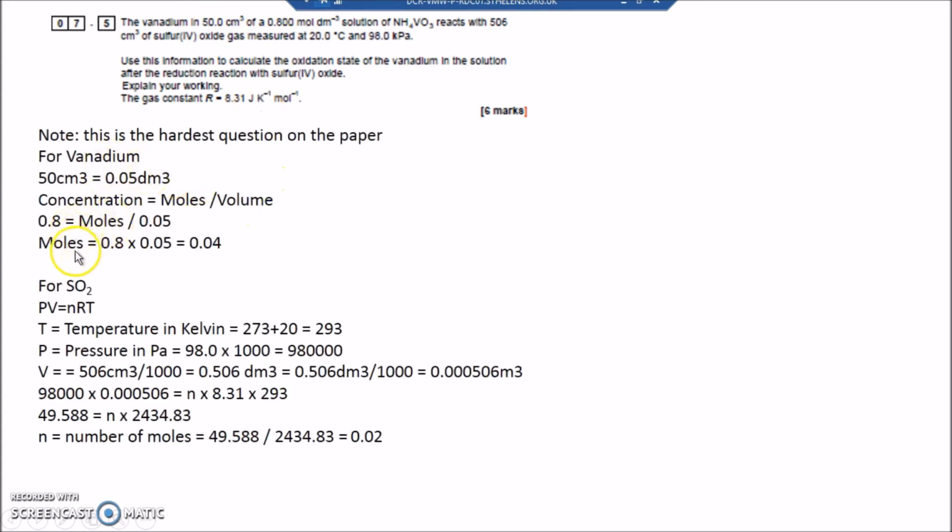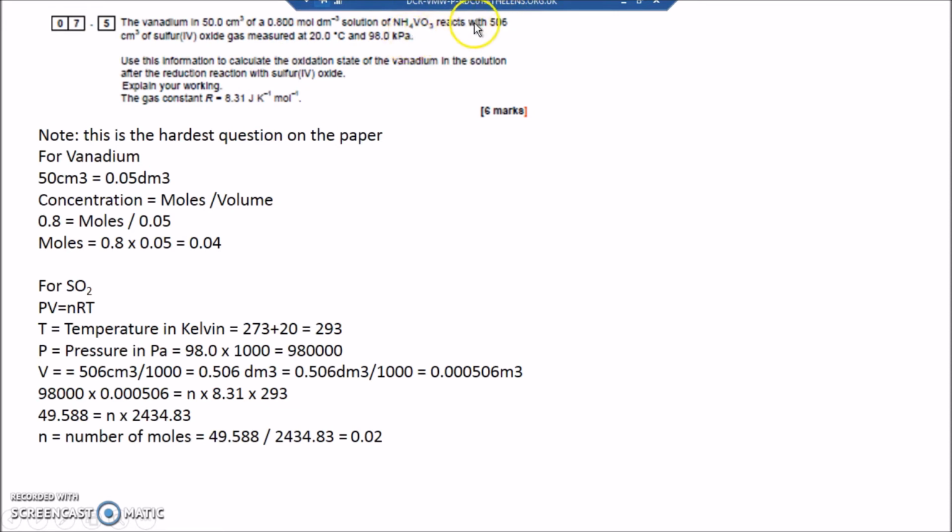So my number of moles is 0.8 multiplied by my concentration 0.05, which is 0.04. I'll leave this up as spoilers then for SO2. Slightly more difficult, well, quite a lot more difficult really, because we've got PV equals nRT.